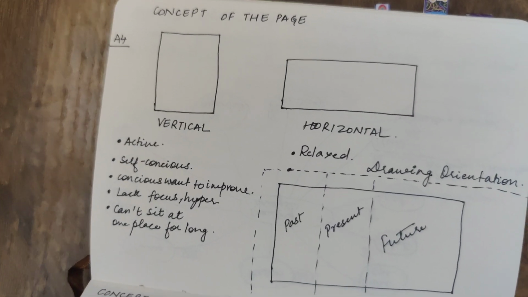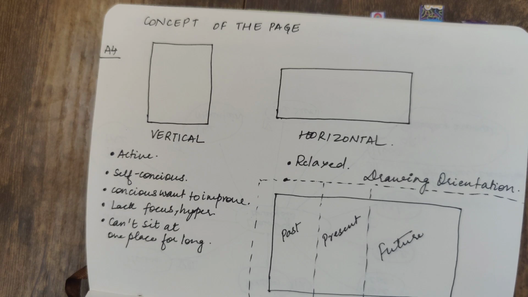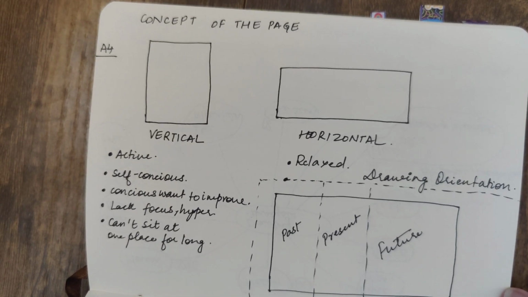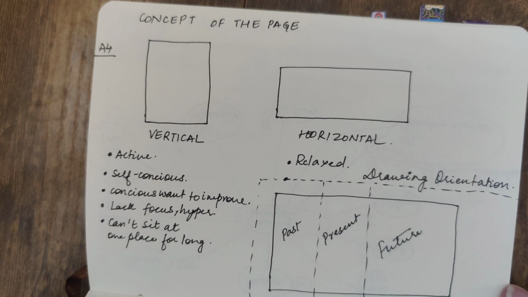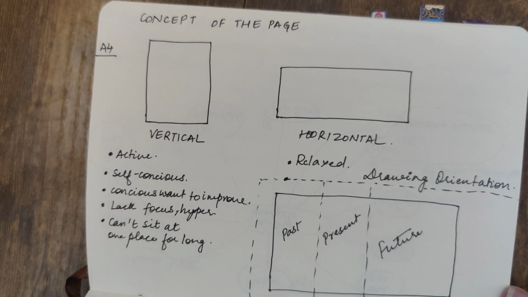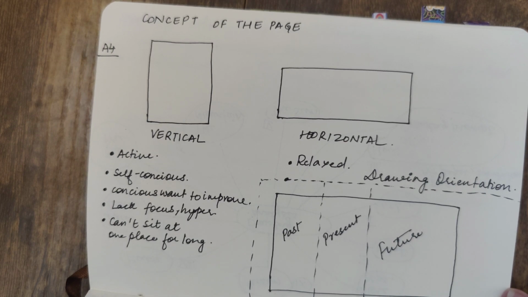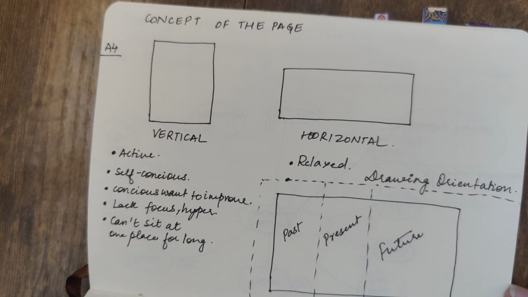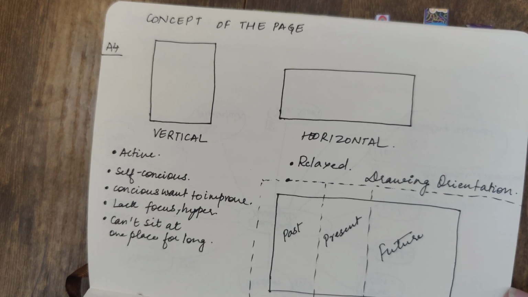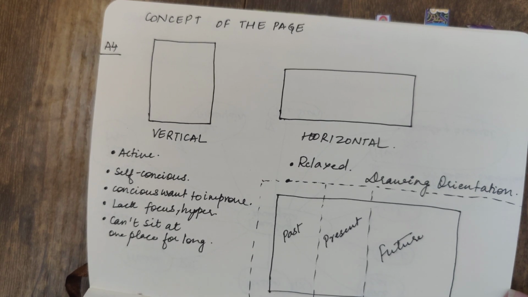Right, now we have our drawing back. In order to analyze, we need to understand first something called the concept of the page. Now, in our instruction, we didn't tell them to do the drawing vertically or horizontally, because these two things have different meaning. If the drawing that's returned to us is in a vertical format, that means the person is active.